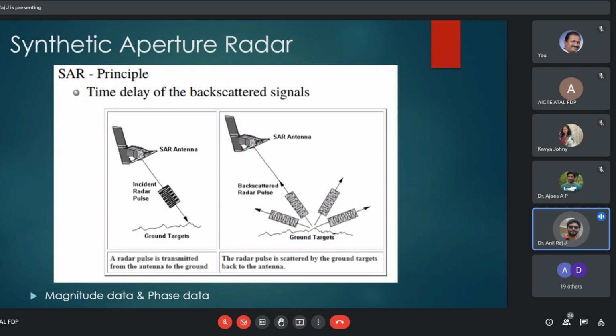Generally we get SAR data having 16 bits. That means 0 to 2 raised to 16 values of pixel intensities.